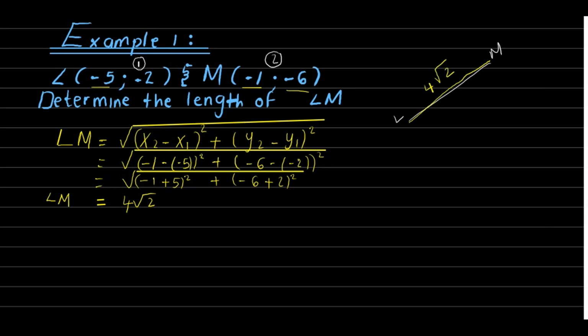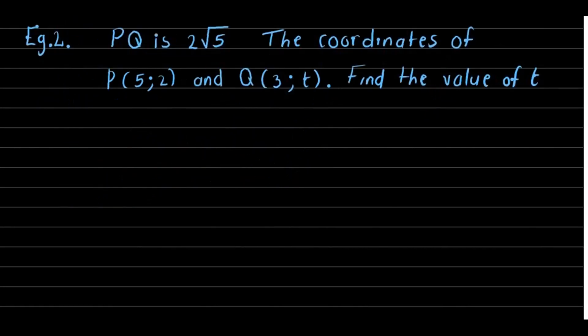Now what happens if you are given the length of a line and one coordinate and you need to find the x or the y value of the other coordinate? Have a look at this example. We are given the length of the line, and we are told that PQ is equal to 2 square root 5, and they tell us that the coordinates of P are (5, 2), and Q is (3, t). We need to find the value of t.